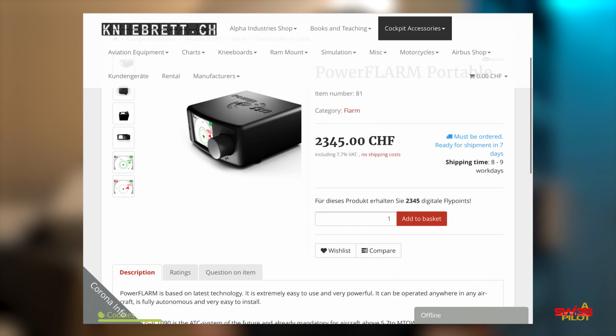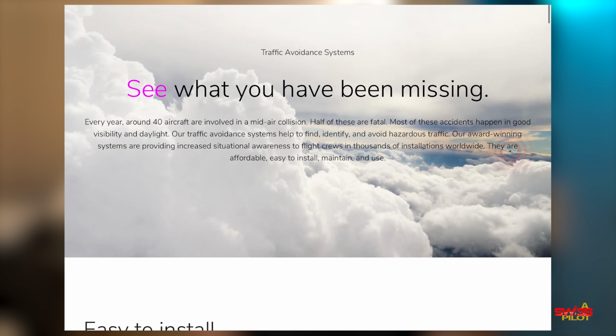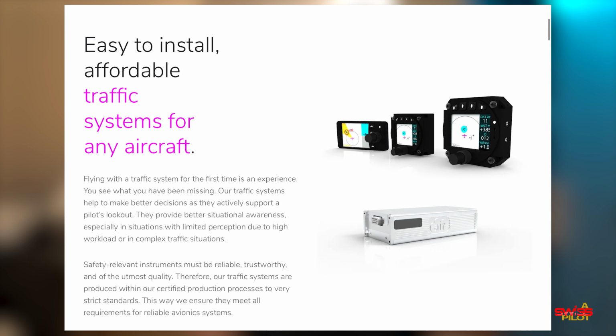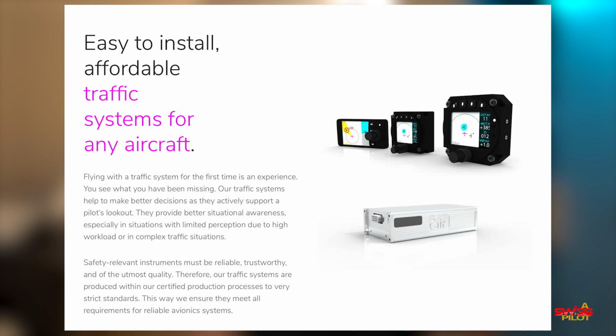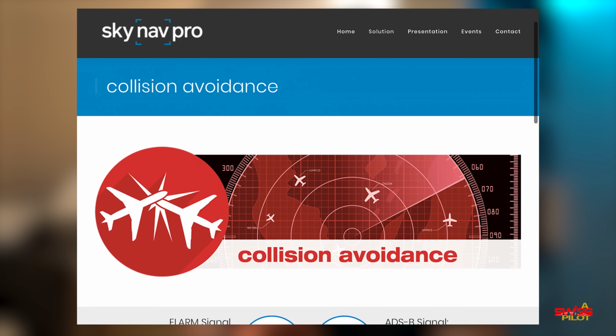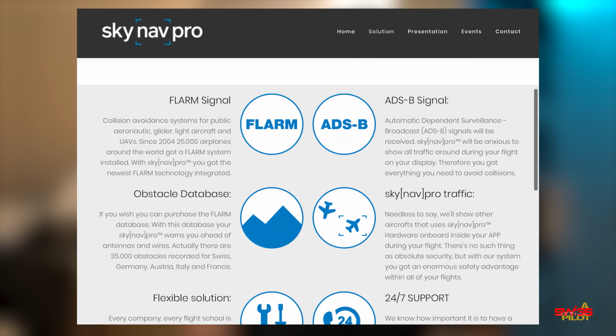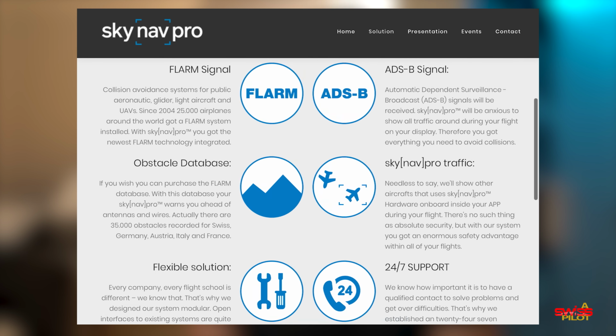The main reason why FLARM is so popular here in Europe is because of its relatively cheap price point. Mobile devices are available for about 2,000 euros. Fixed installations will be obviously a bit more expensive due to the installation cost. It's important also to note that almost all FLARM devices that are being sold today also receive ADS-B data actually.